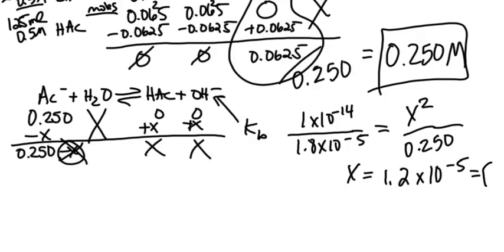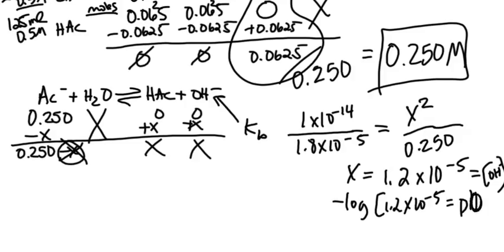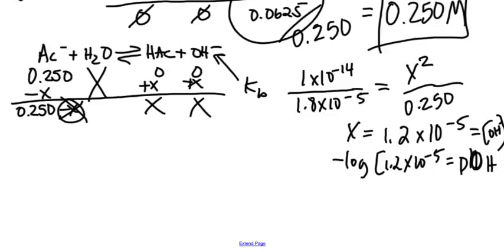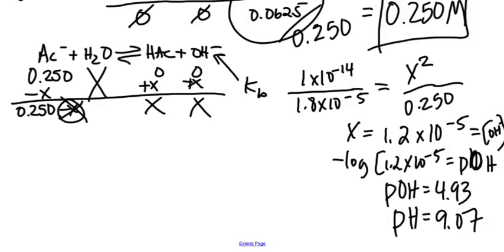We got to stop to get credit on the AP. We need to say what that is. OH minus. So if I take the negative log of the 1.2 times 10 to the negative fifth, I get the pOH. 14 minus that? 9.7. Beautiful. And that answers our question. And it is a little bit basic because remember, even though I added equal moles of acid and base, I added a strong base, weak acid, so I'm going to get a bit of a basic solution.